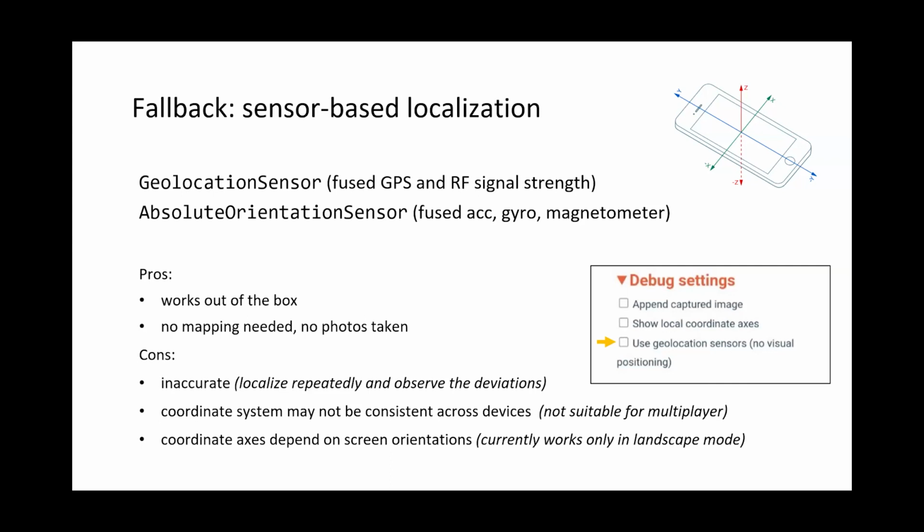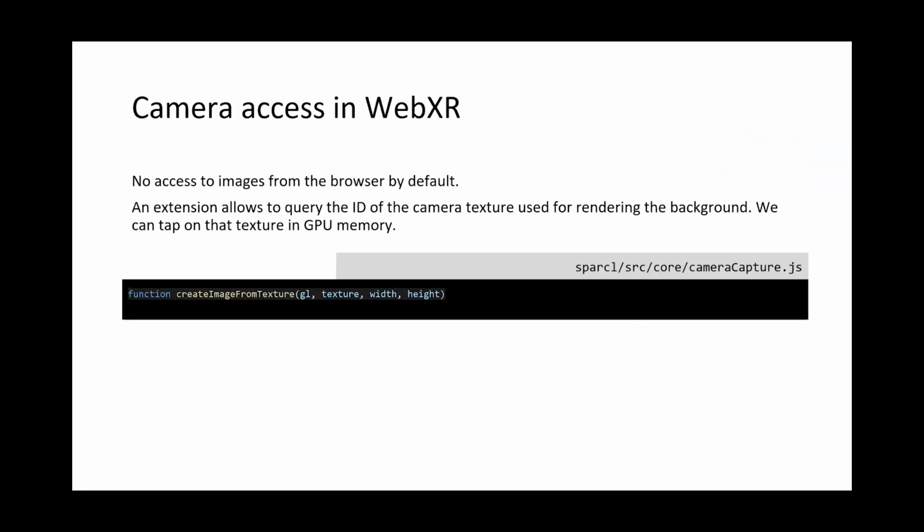Also, the coordinate system may not be consistent across all the devices. And something very annoying for me is that the coordinate axes somehow depend on the screen orientation, and I never had time to debug this properly. Right now, everything works only in landscape mode. So this is just a tip: if you want to use this, start the app in landscape mode. Otherwise, the coordinate axes are somehow mixed up.